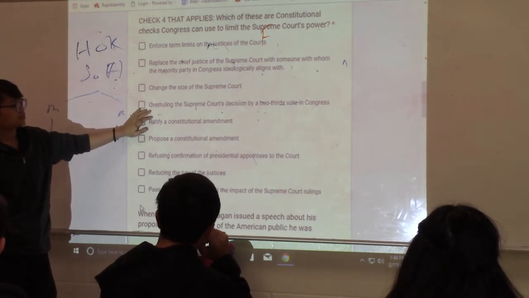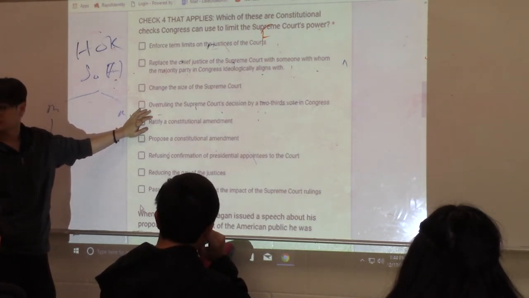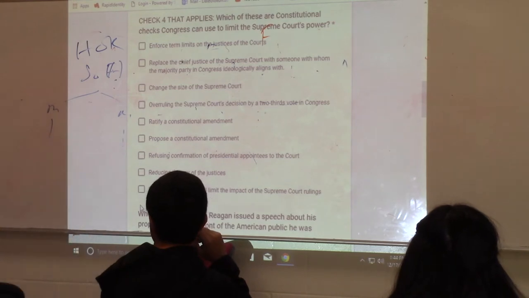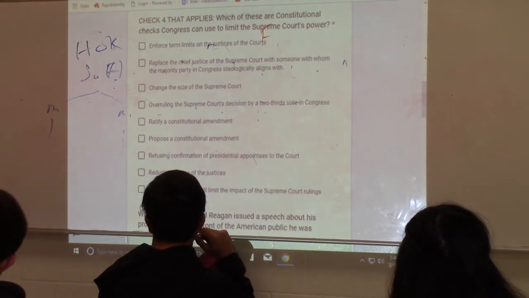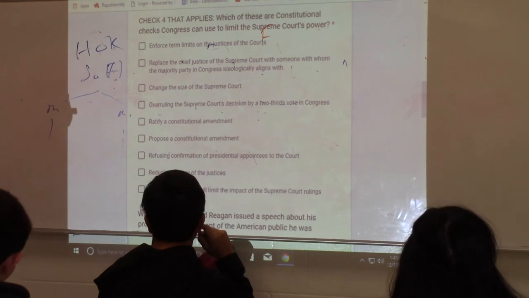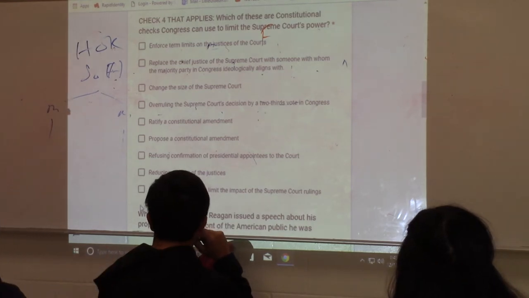Next, overruling the Supreme Court's decision by two-thirds in Congress. Can Congress do that? No. Congress cannot overrule Supreme Court decisions. If they don't like a Supreme Court decision, the President and Congress can do very little about it. There are a lot of people in Congress that didn't like Roe versus Wade, but there's nothing Congress can really do about it.